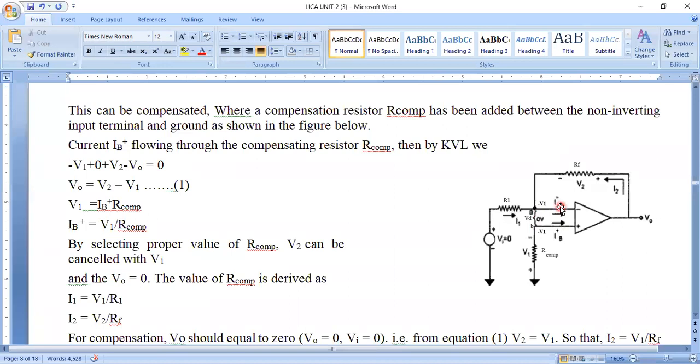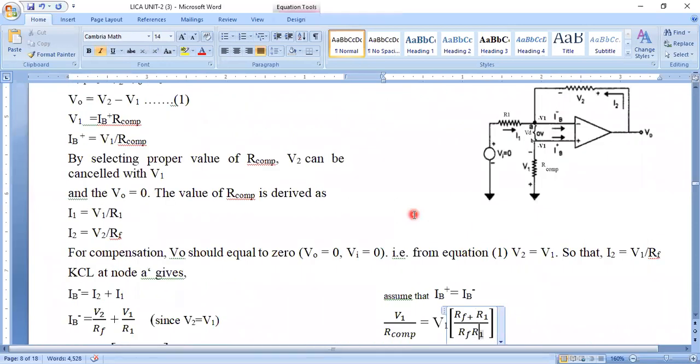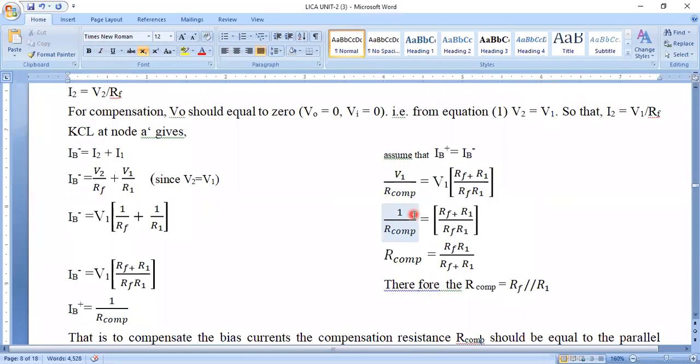At this condition, we are trying to minimize the value of V naught at V input equal to 0 by connecting a compensating resistance at the inverting terminal. We can minimize the effect of the biasing currents IB minus and IB plus. So that is the discussion of minimizing the output voltage to zero in the presence of biasing currents.